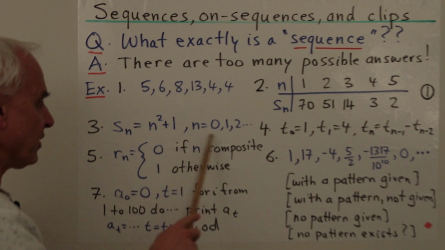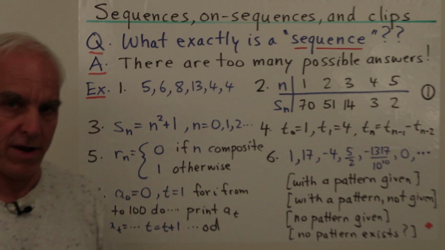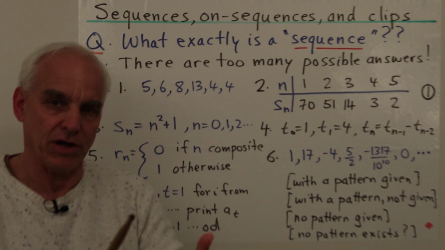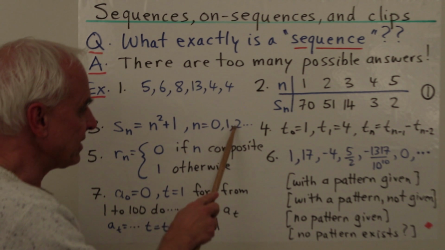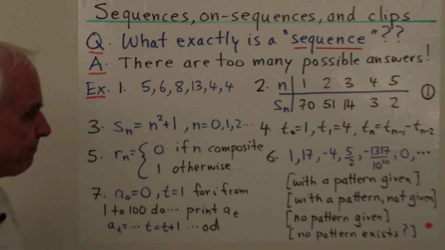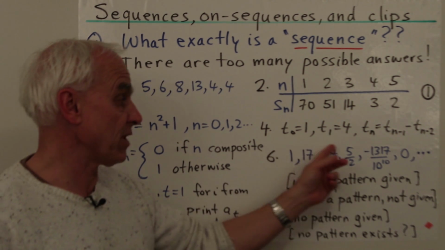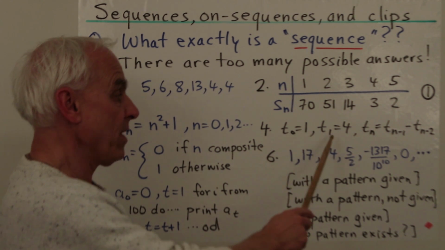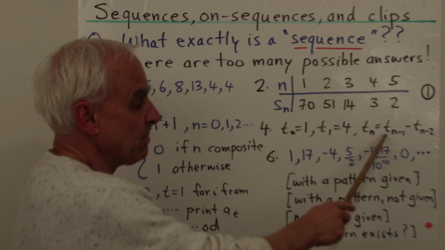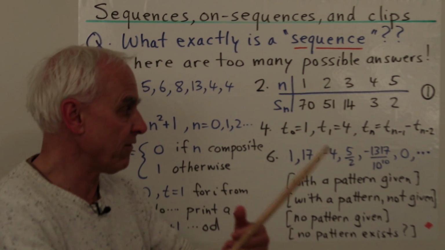Here's another quite different sequence, s sub n equals n squared plus 1, utilizing a function or a rule, in this case a polynomial. The index is, in this case, specified. Okay, that's typically considered a sequence. Here's a quite different kind of sequence. It's a recursive sequence. We're given an initial value t0, another initial value t1, and then some kind of recursive rule that allows us to calculate further ones given previous ones.